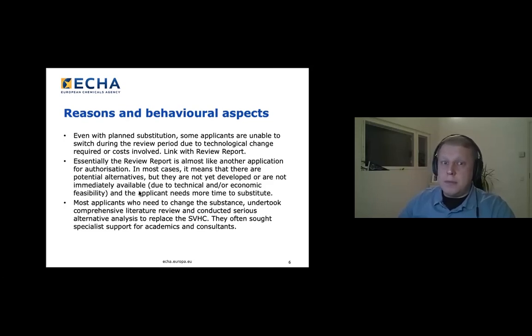In most cases, it simply means that there are potential alternatives, but they are perhaps not yet developed or are not immediately available. This is due to technical or economic feasibility. Perhaps there is an investment that the companies have to make, or substantial changes to their operations, and they simply need more time to substitute. However, we have noticed that most applicants who need to change the substance undertake a comprehensive literature review and conduct serious alternative analysis in order to replace these substances. Quite often they seek support from academics and consultants.